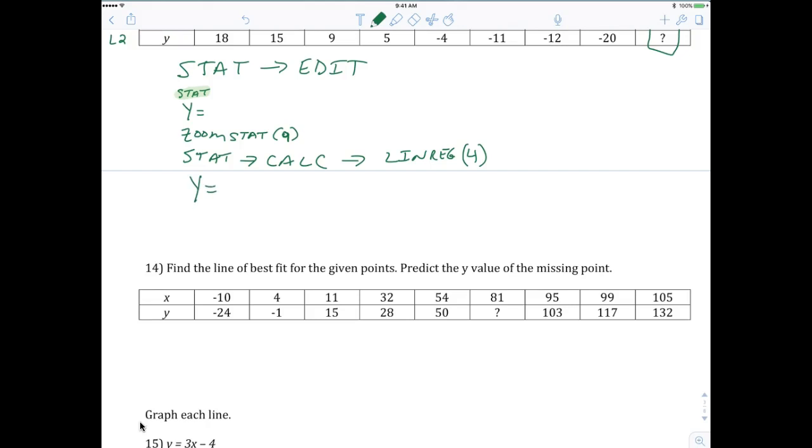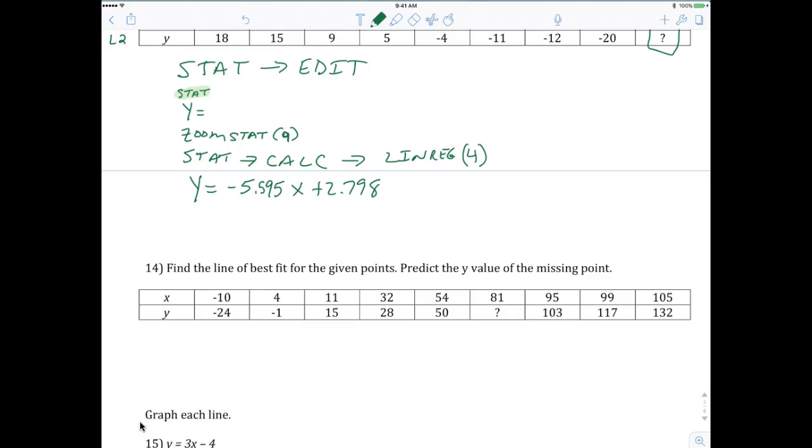Y equals, go ahead and just tell me the equation. I know, but what's the A, though? Negative 5.595, we'll round to 3 decimal places. X, then what's the y-intercept? 2.798. All right. Now what I want you to do is go back to y equals, and I want you to write that equation in there.